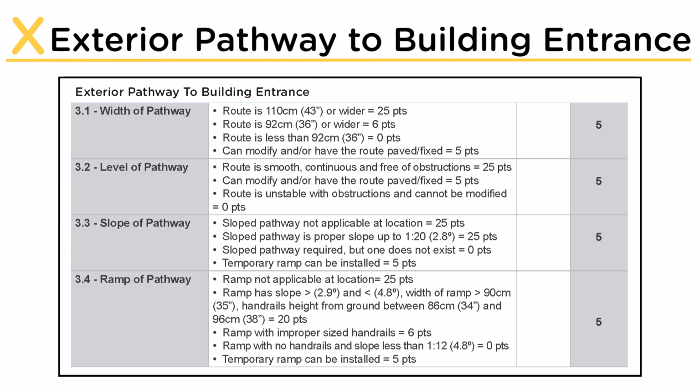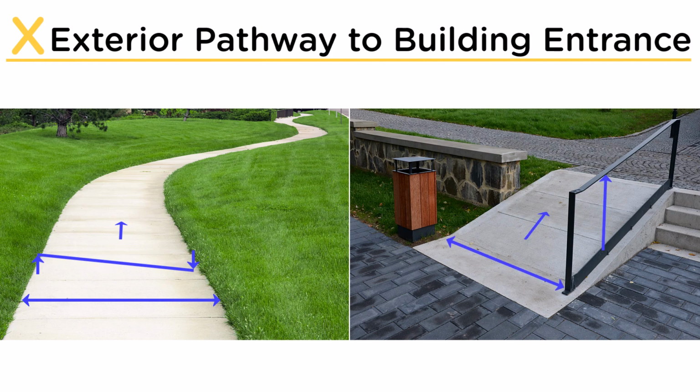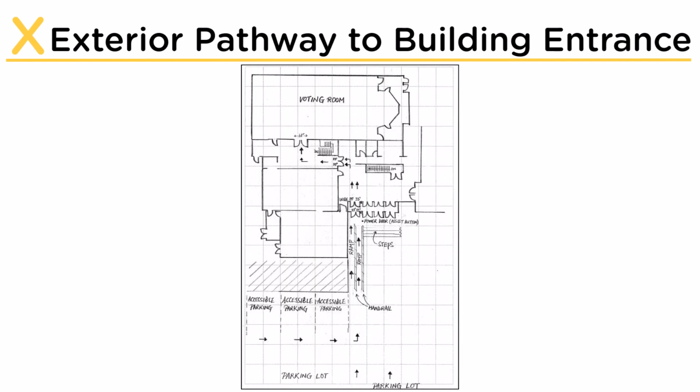Exterior pathway to building entrance. Examine the characteristics of the pathway and take measurements of its features, including the width, level, slope, and ramp width, slope, and handrail height, if applicable. The pathway is the route taken from the parking lot to the entrance the voters will use on polling day. This may not be the building's main entrance.